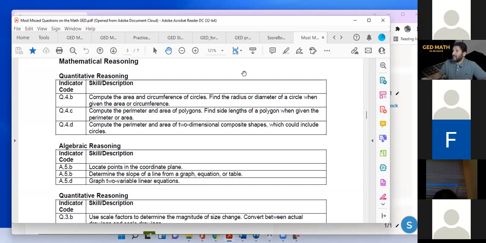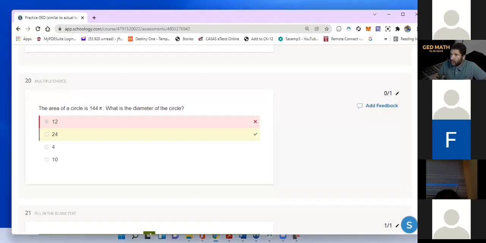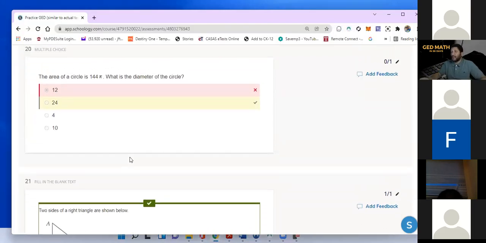So in this case, let's try one of those problems. The area of a circle is 144 pi. What is the diameter of the circle? What? I don't know. How am I supposed to know that? Can anybody tell me how we would solve this problem?